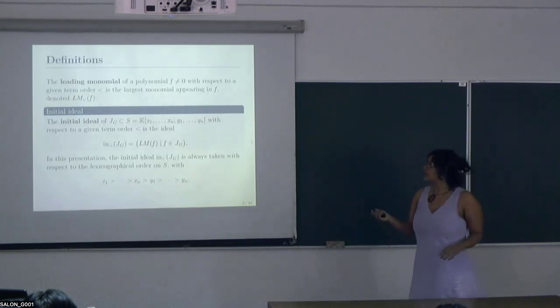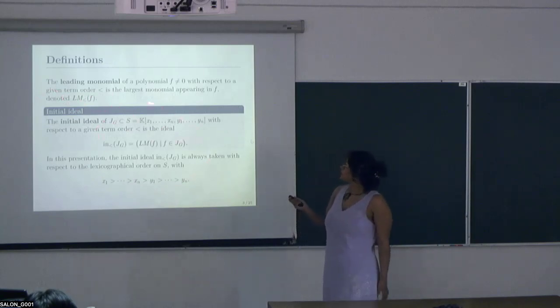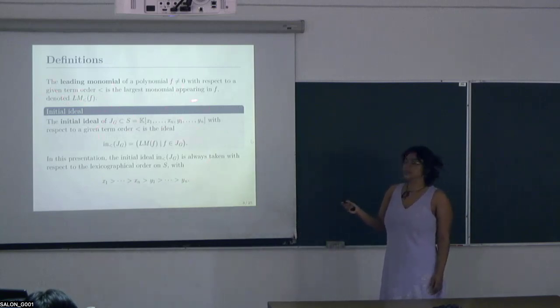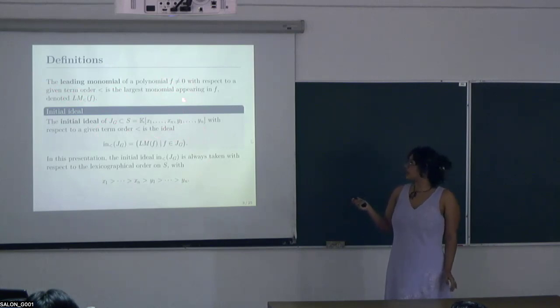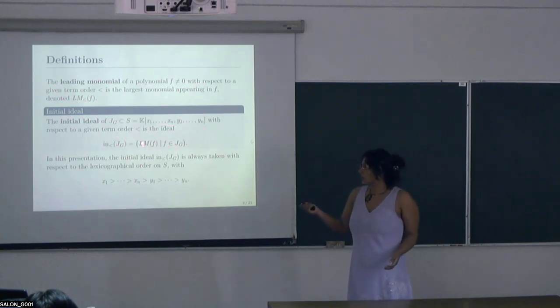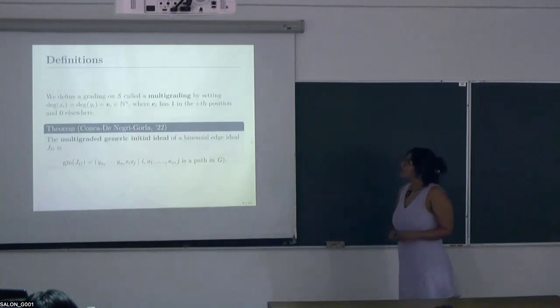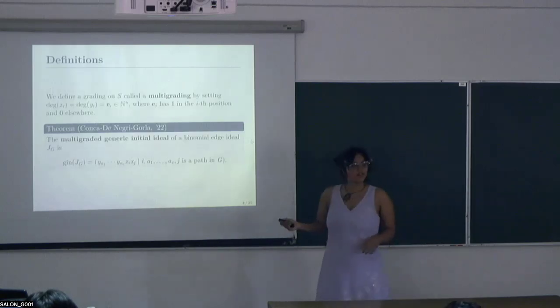Now, first of all, fix a term order, to be able to compute the leading monomial of a polynomial that is not 0. And then with respect to this term order, we can generate an initial ideal by all the leading monomials from the binomial ideal through this term order. So in this particular talk, we are going to take the lexicographic order. Is that okay? Now, let's go to the second family.